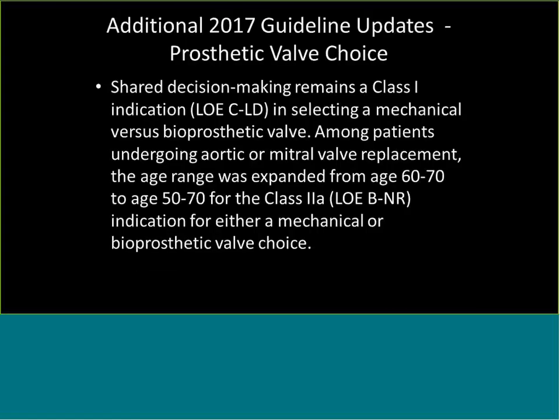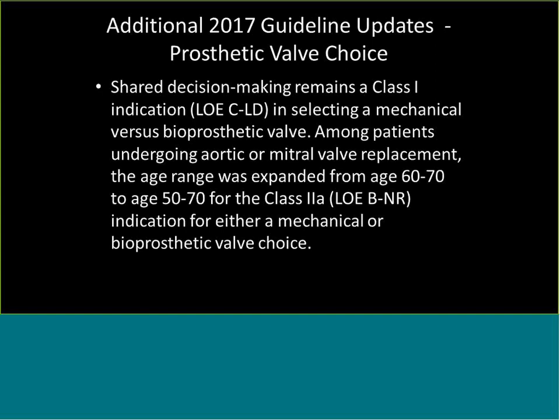So 2017 guideline updates regarding the choice of prosthetic valve. When I started working for a surgeon, it was if you were under age 60, you got a mechanical valve. If you're over age 70, you got a bioprosthetic valve, for the most part. And then 60 to 70, you could make a choice depending on your lifestyle and how long you thought you were going to be around, or if you did any kind of crazy activities where you wouldn't want to be on anticoagulation, or if you had AVN or chronic GI bleeds, you just had to look at the whole thing. So shared decision-making is always a Class 1 indication in selecting the mechanical versus bioprosthetic valve.